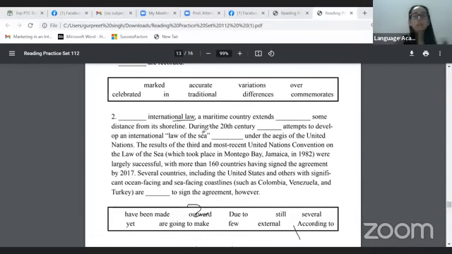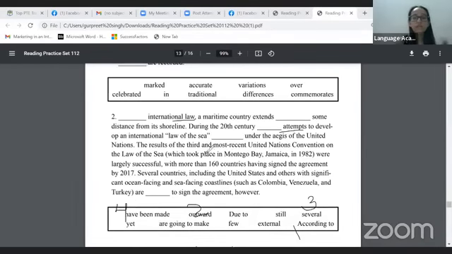Extends outward. During the 20th century, attempts to develop an international law of the sea. So how many attempts? Many attempts. We have several, which means many only. So we can go with several attempts to develop international law of sea dash under the aegis of the United Nations. So attempts is plural, are going to make, but the 20th century has already passed. So we'll go with attempts have been made.